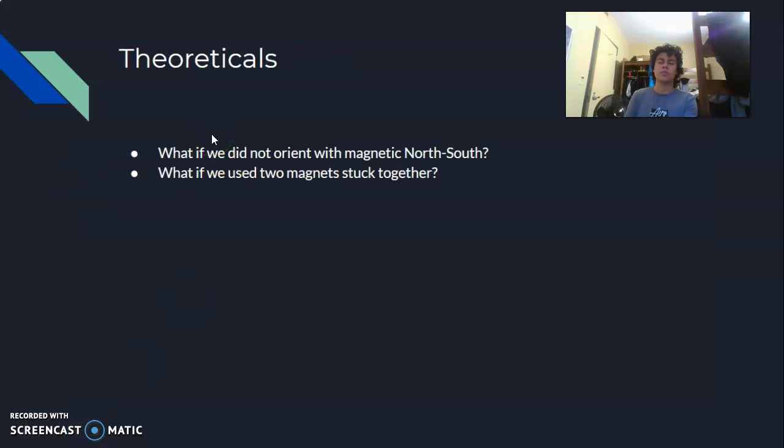Theoretically, what if we did not orient with the magnetic north or south at the beginning? Then Bx would not equal 0 T, and we would have to correct for the x component as well as the y component. And also, what if we used two magnets stuck together? It wouldn't change the direction of the field, but it would increase the magnitude because they would be aligned in the same direction. So the direction will not change, but the magnitude would increase. And that's all for Lab 3.